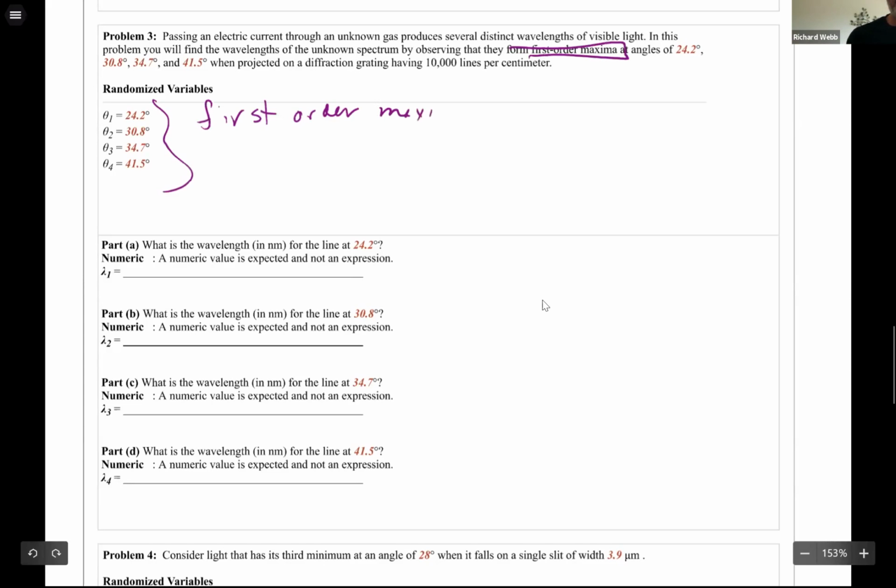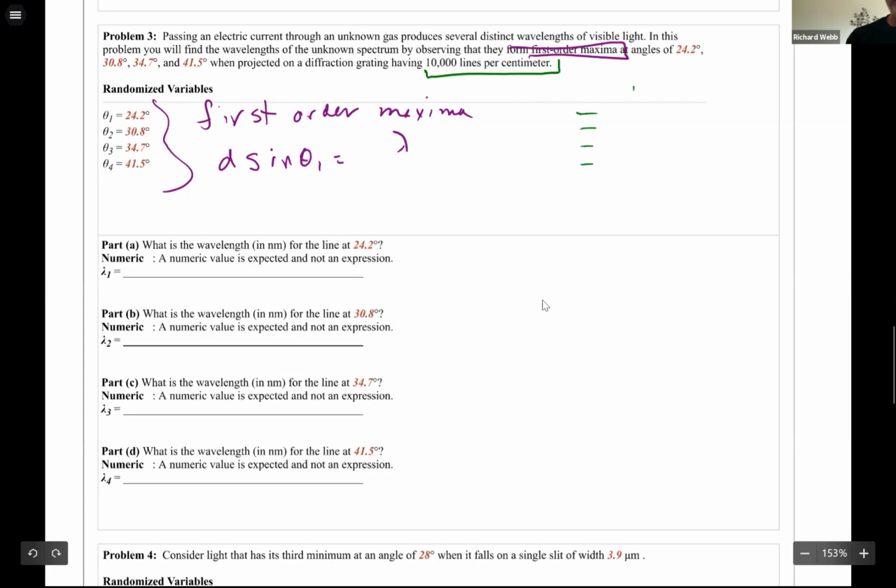So that means we're using the same equation as the last time. d sine theta 1 is equal to 1 lambda, well, that's it. So that's the equation we're using, and all we have to do is find what lambda is. Notice I can get rid of that parenthesis 1, right? Parenthesis 1 tells me nothing important. And so I'm just solving for lambda for each one of these. So we have only one real complicating factor. They didn't give us d. They gave us 10,000 lines per centimeter.